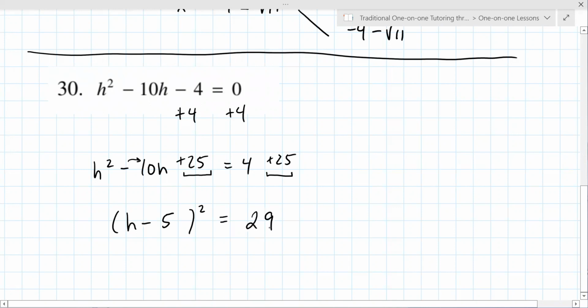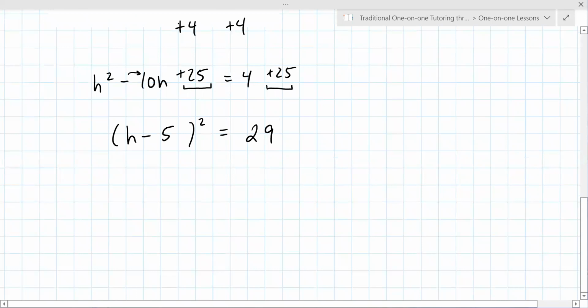Yep, that's what I got. So what is the next step at this point? What's the next thing to do to solve this? You square root both sides, yeah. And when you square root, it's plus or minus. Plus or minus. Very important that you get both of them in there.